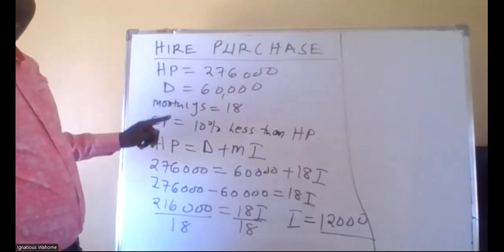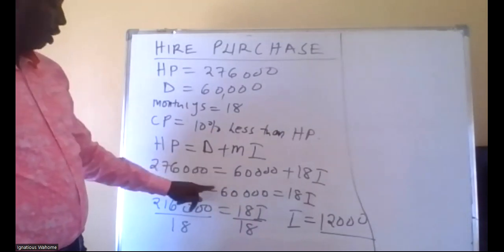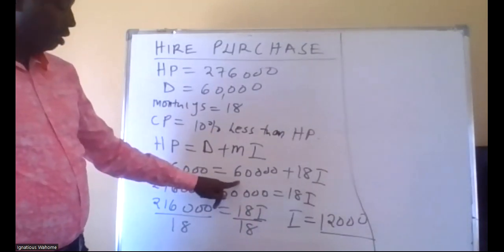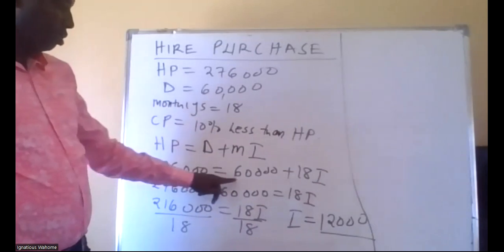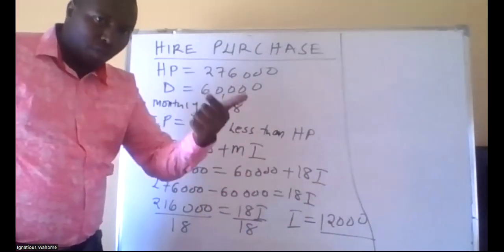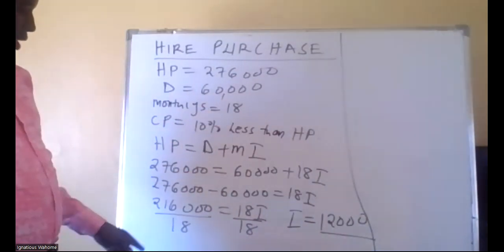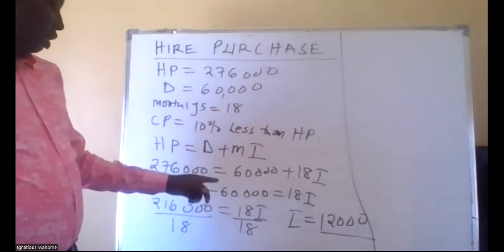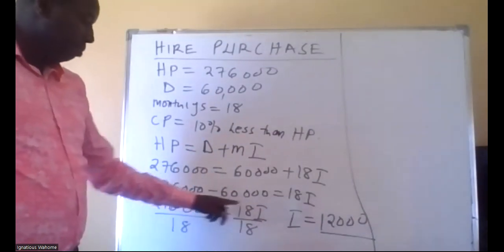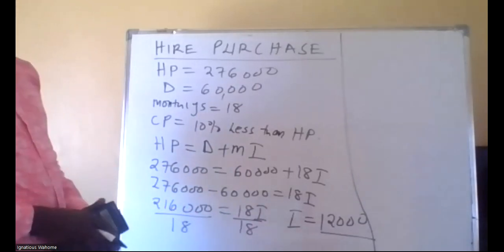The higher purchase price HP is equal to deposit plus monthly installments. You already have a deposit of 60,000. So 276,000 is equal to 60,000 plus 18I, for 18 months, where each installment we call I. Subtract to get 216,000 equal to 18I, divided by 18 on both sides. So each installment was 12,000.